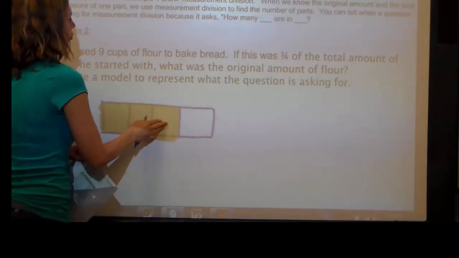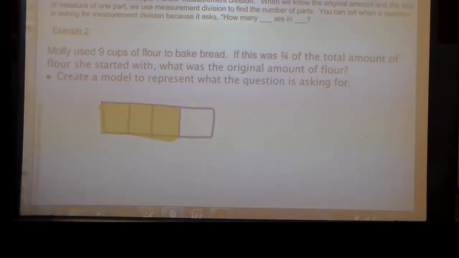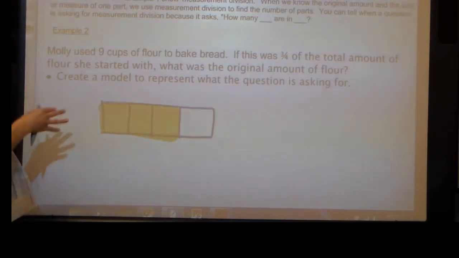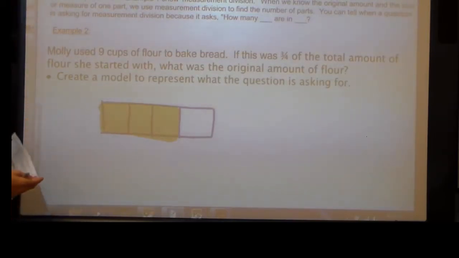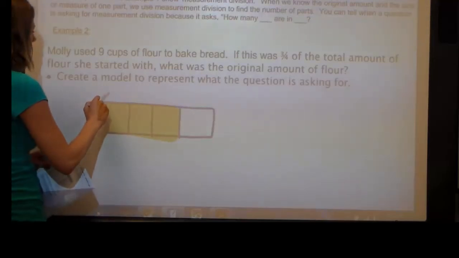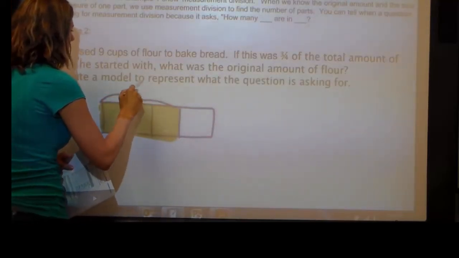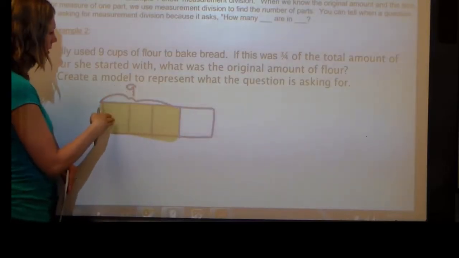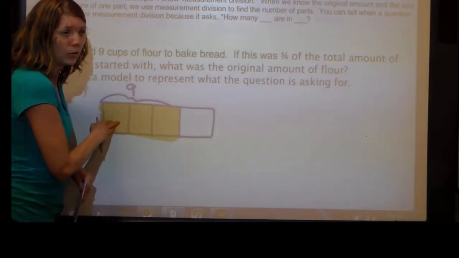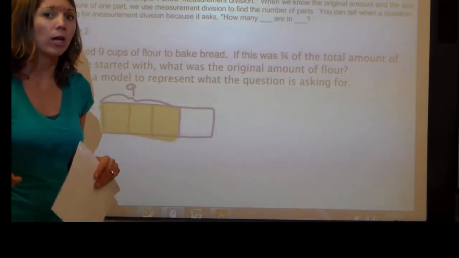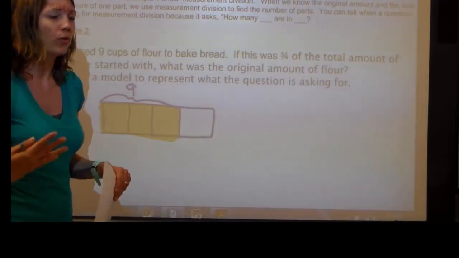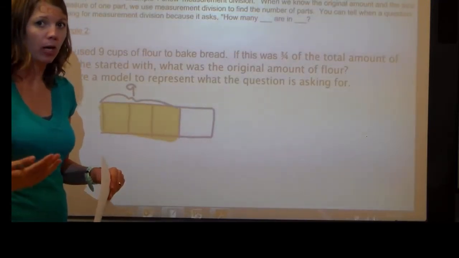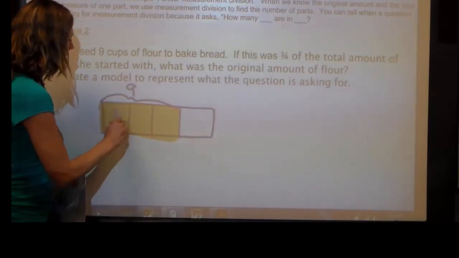This is the 3/4 that she used. And she used 9 cups of flour to bake the bread. That was 3/4 of the total amount of flour that she started with. So this right here, the 3/4, is 9. So if 9 is these 3 boxes equally, we need to divide 9 equally amongst the 3 boxes. So if you think about 9 divided by 3, we should put 3 in each box.